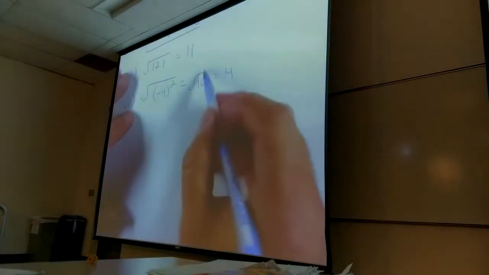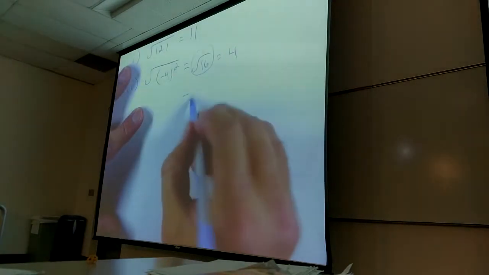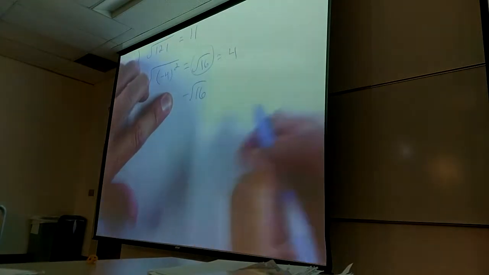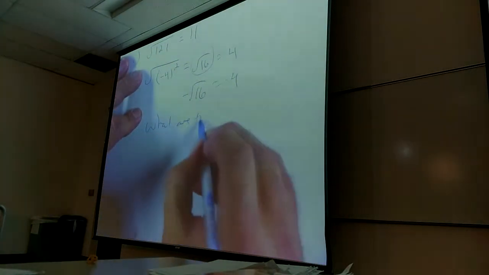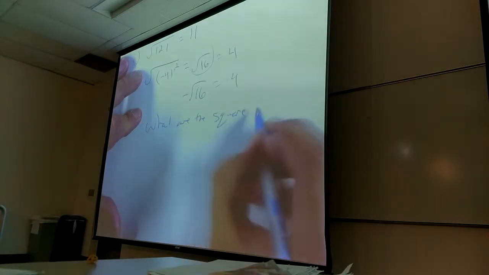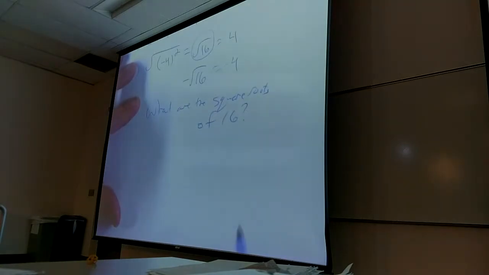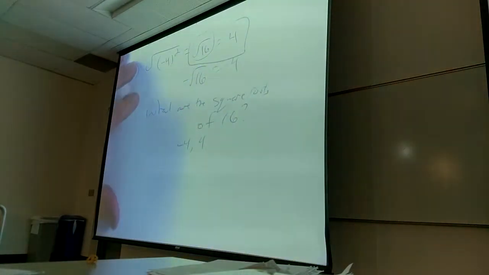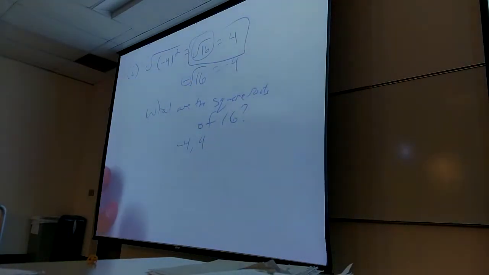So this is the positive root of 16. If I want the negative root of 16, I write negative root of 16. And what's that? That's 4, so that's -4. Because if I said, what are the square roots of 16, what would you say? -4 and 4. I like it. So if you want the positive one, you use the square root symbol. If you want the negative one, you put a negative on it, saying, I specifically want the negative one.